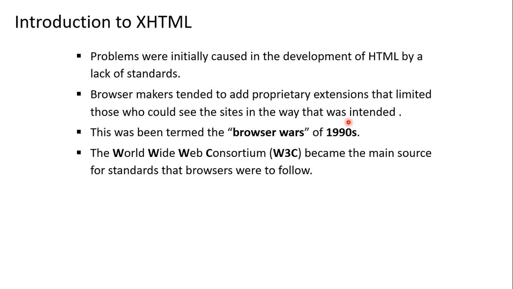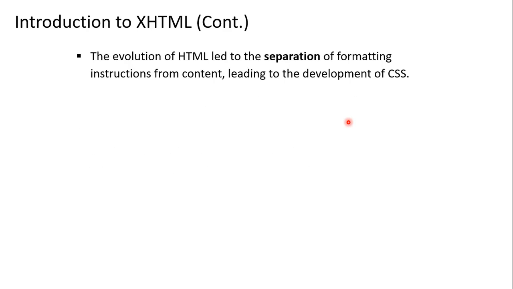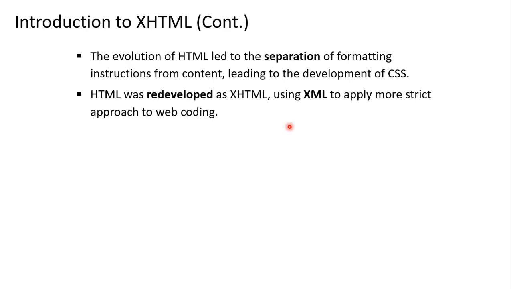Okay, the World Wide Web Consortium, W3C, became the main source for standards that browsers were to follow. The evolution of HTML led to the separation of formatting instructions from content, leading to the development of CSS. So all these problems led to the development of CSS, that is, after HTML we have CSS. HTML was developed as XHTML using XML to apply a more strict approach to web coding. XHTML provides a more stable platform for CSS.